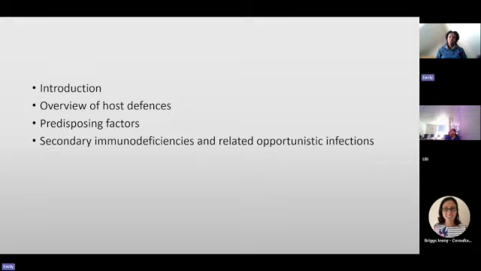I did not want to go into all the details of primary immunodeficiencies. Those are not common in our ICU. So secondary immunodeficiencies are just mostly the acquired ones due to various reasons.